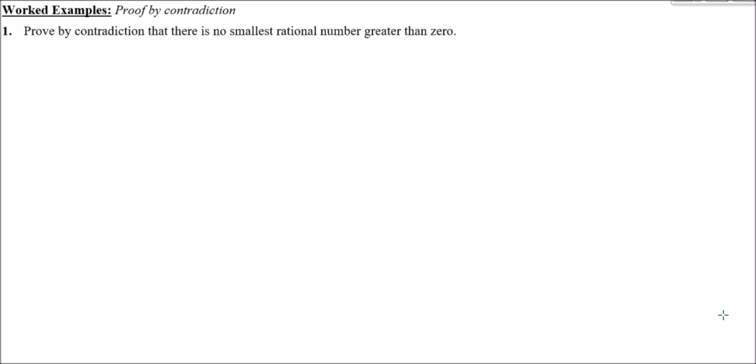Worked example 1, so proof by contradiction. Prove by contradiction that there is no smallest rational number greater than 0. So I'll just explain what I'm going to do here. I've typed the solutions to these because I've been told my writing can look rather unneat at times. So this should hopefully make it easy to see, and I'll just annotate and explain over.